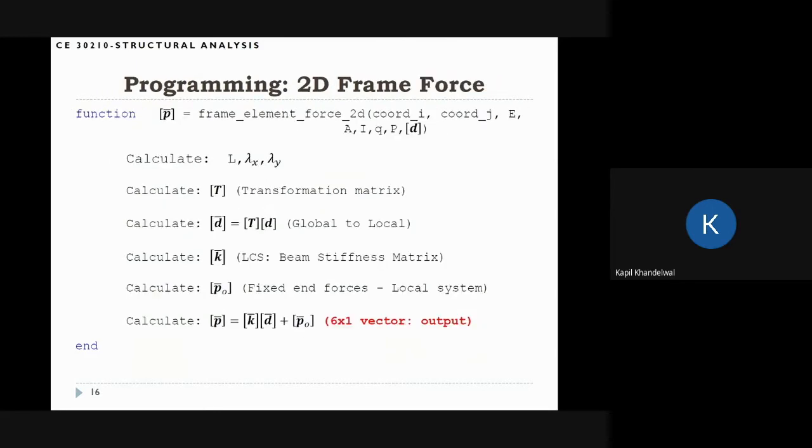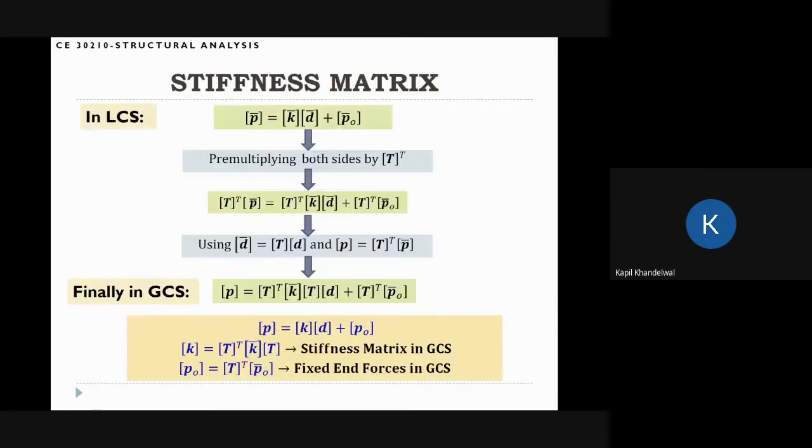And the second function that you have to create is actually force element force 2D. So in this case, you're trying to find the member force after the calculations for the displacements are done. So after solving the problem, you want to find the member forces. And as I said, we want to calculate the member forces in the local coordinate system. So we want to do this calculation. P bar is equal to K bar D bar plus PO bar.